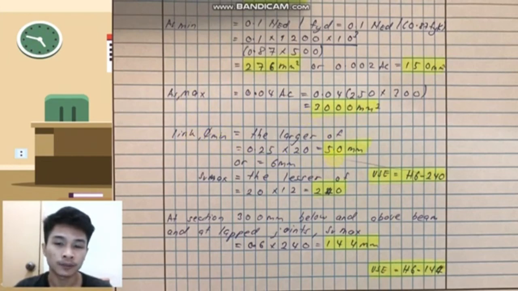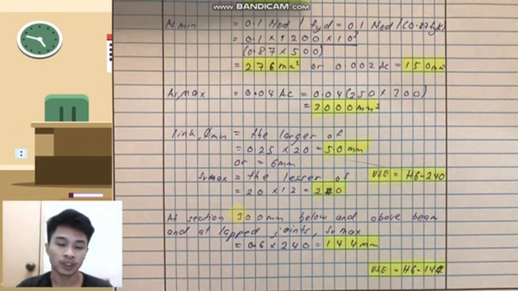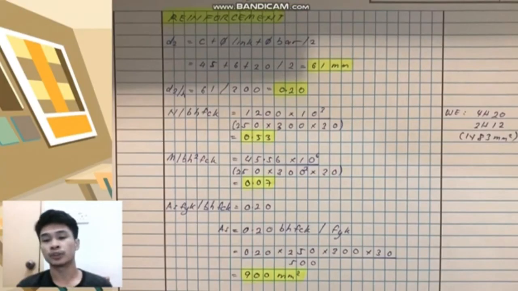Length equals 5 mm, so I take 6 mm. Sv max equals 240, so use S6-240. But at section 300 mm below and above the beam at the joint, Sv max is 0.6 multiplied by 240 equals 144 mm. So use H6-144. Okay, use four bars, use H20 and two H12. Okay, thank you from me.